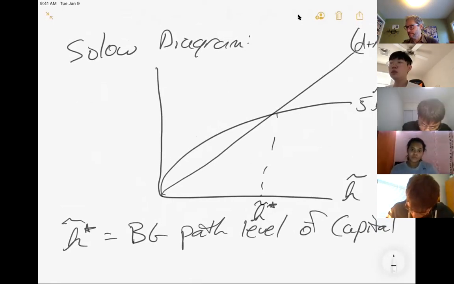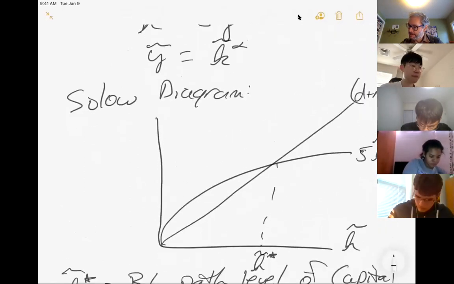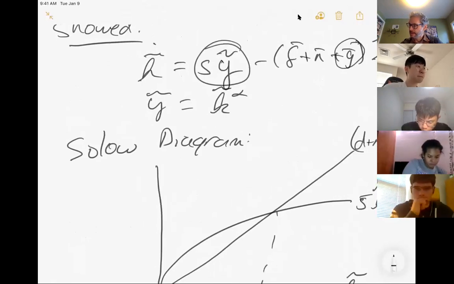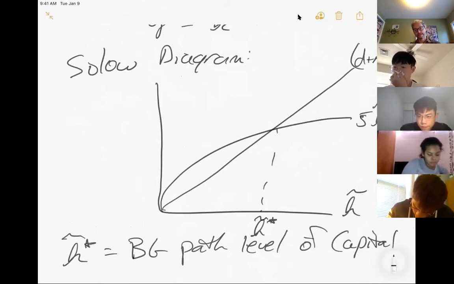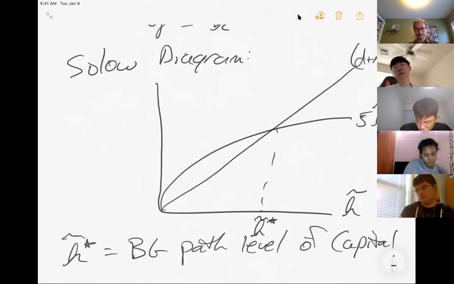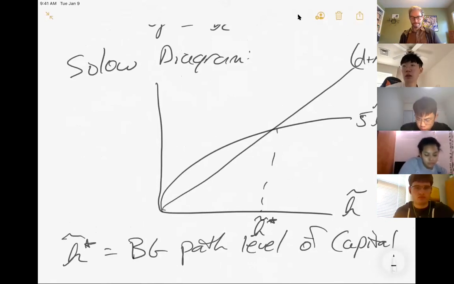And it's that point where S bar times K tilde, meaning the first part of this equation up here, is equal to the second part of that equation, so that the change in K tilde is equal to 0. And that's our balanced growth path of capital. Okay? So now we have a model.